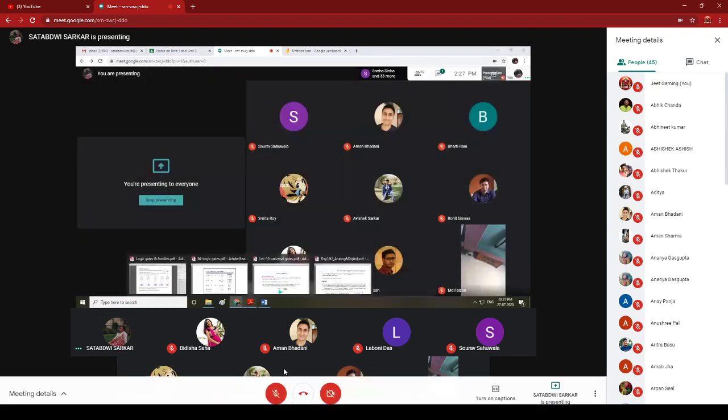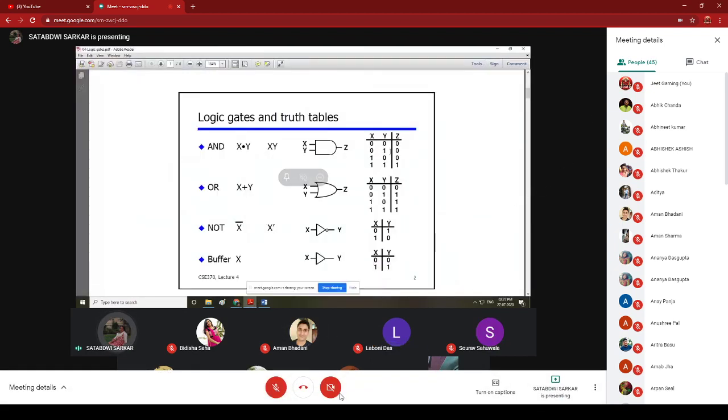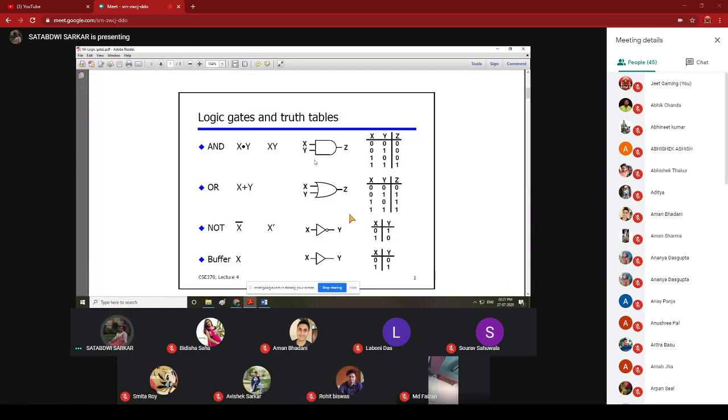Start, no, the output z equals x into y, that is 0 into 0 is 0, 0 into 1 is 0, 1 into 0 is 0, and 1 into 1 is 1.